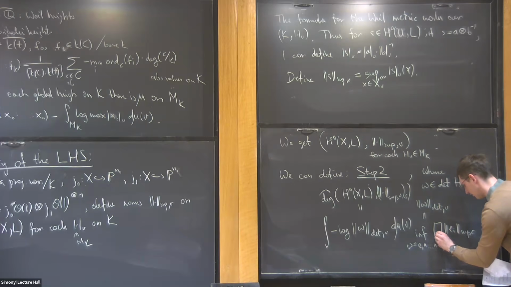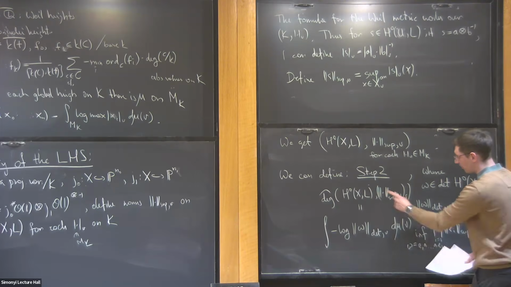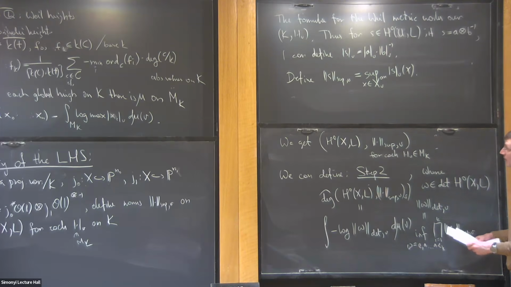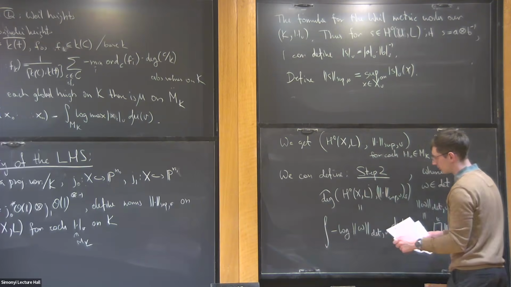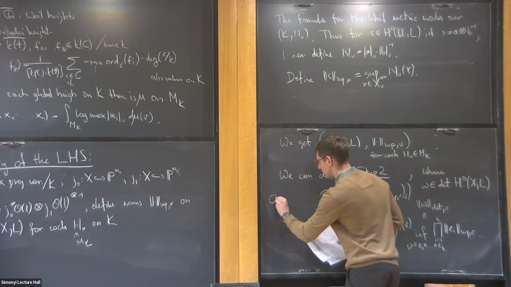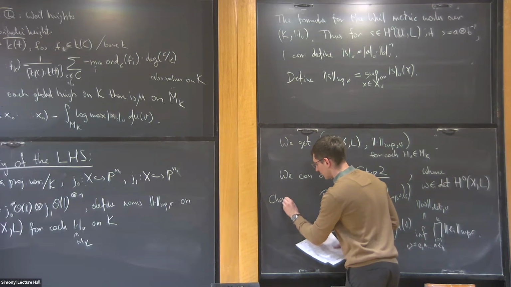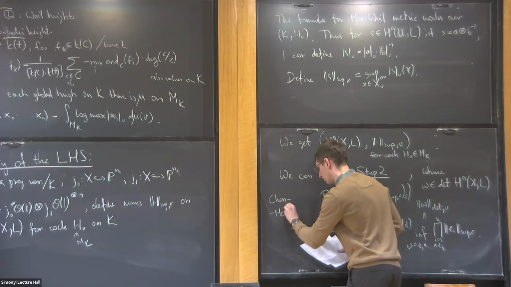Okay, so this is some formula for the degree that is somehow natural from this measure theoretic point of view. This approach is one developed usually by Chen and Moriwaki.